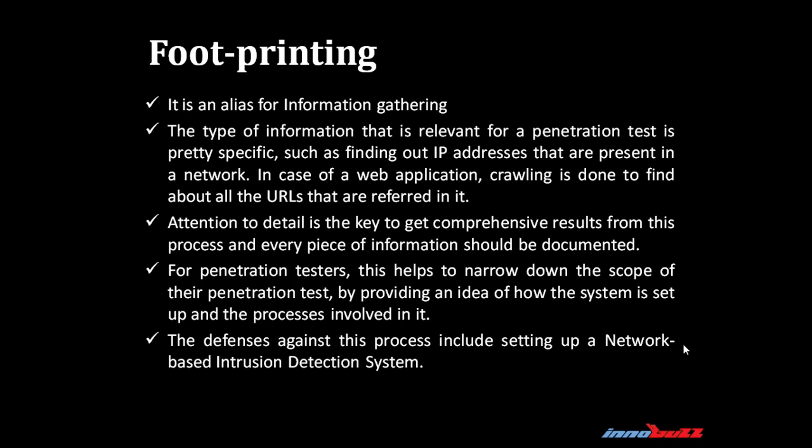Moving on to the methodology in more detail, the first step is called footprinting. As we have seen in the earlier modules, it is an alias for information gathering. The type of information that is relevant for a penetration test is pretty specific, such as finding out IP addresses that are present in a network, or, in the case of a web application, crawling is done to find out about all the URLs that are referred in it.